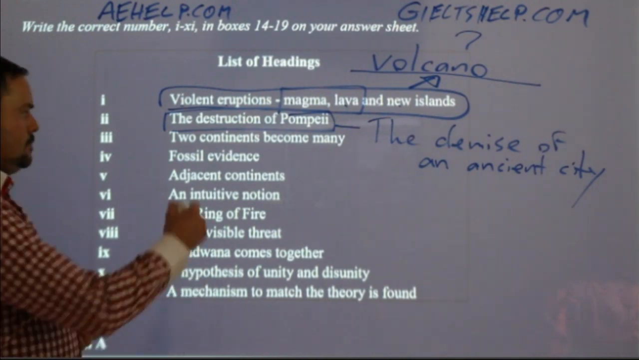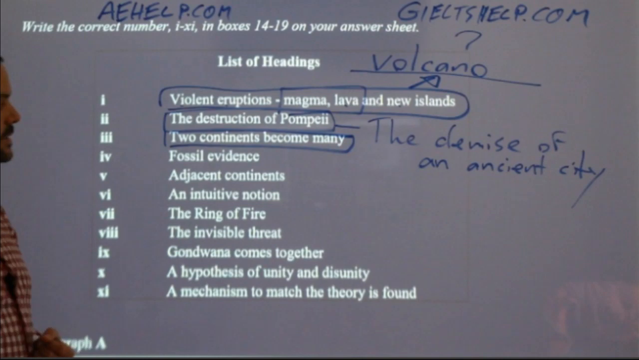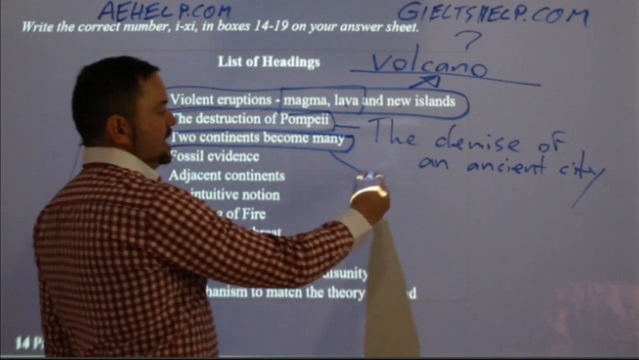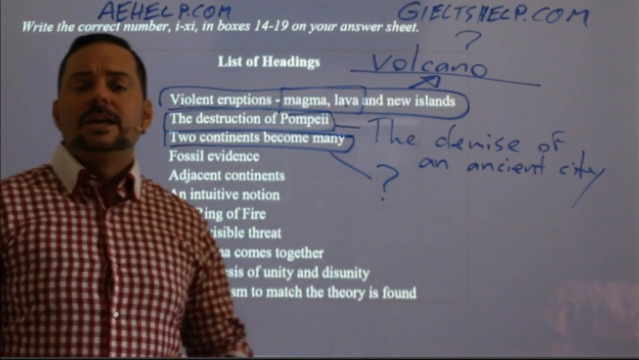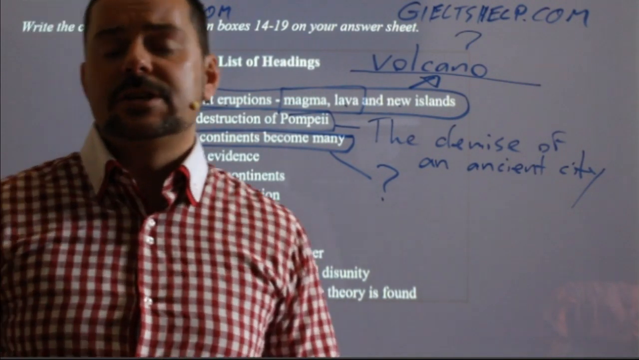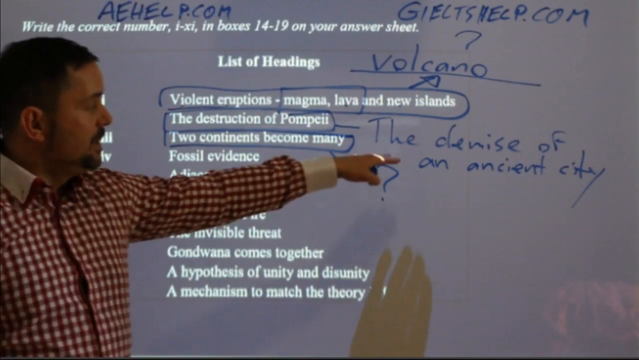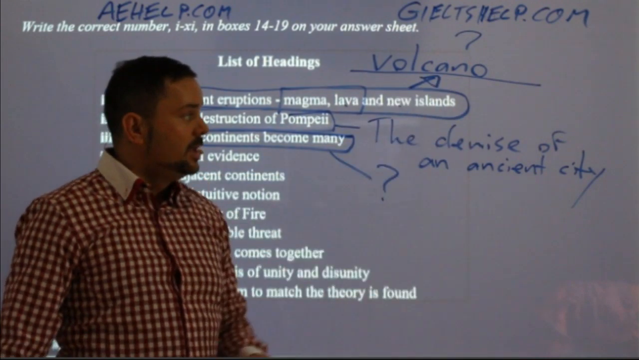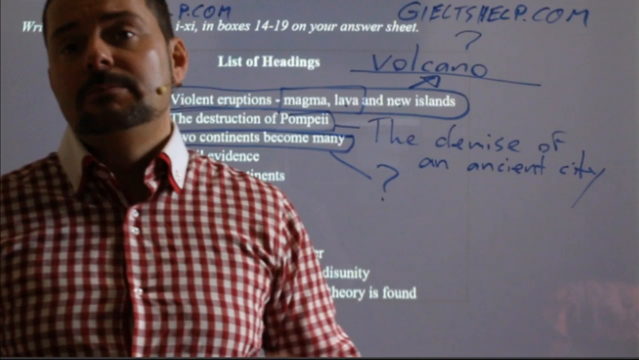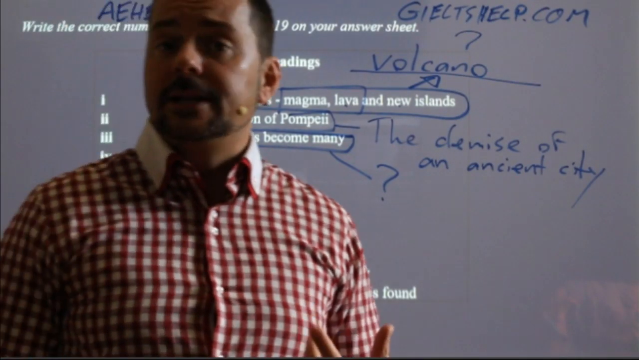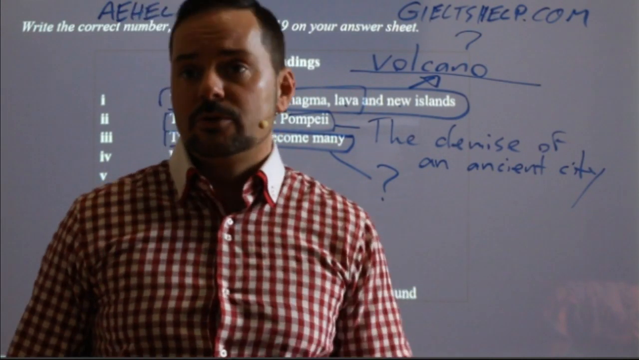Okay. Two continents become many. How can I paraphrase that? What can I say about two continents become many? Again, when you're practicing this type of question at home, you should write it down on paper like I'm doing right now. Then in the exam, you have to do it in your head because you don't have a lot of time. But to do it quickly in your head, you have to practice at home. It helps you to learn vocabulary.